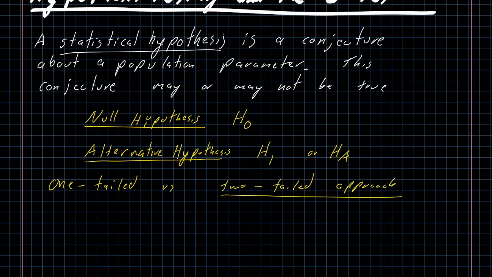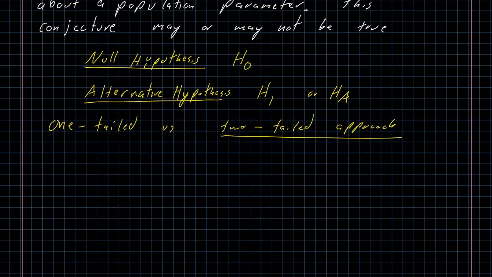And there are two approaches you can take to a statistical hypothesis. There is a one-tailed test, and there is also a two-tailed test, or a two-tailed approach. And the two-tailed approach is going to be the one that we use most frequently.